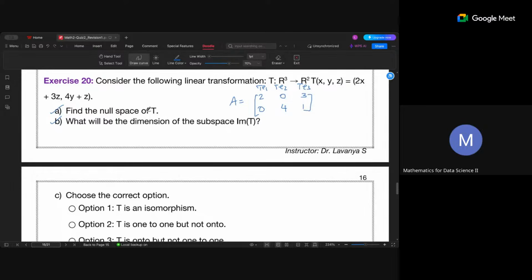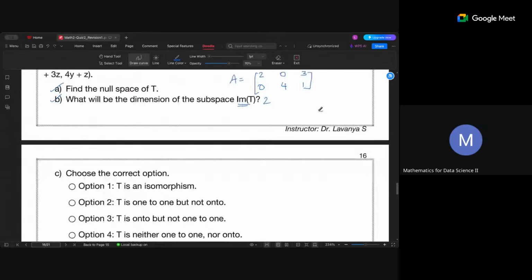For this matrix, you have to find the null space and the dimension of the range. So this is basically asking the rank. First is the null space and second they are asking the rank. What is the rank? Can you immediately answer by looking at the matrix? 2. So the rank is 2. Yes, you need some calculation for the null space.